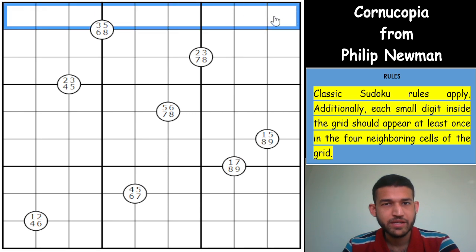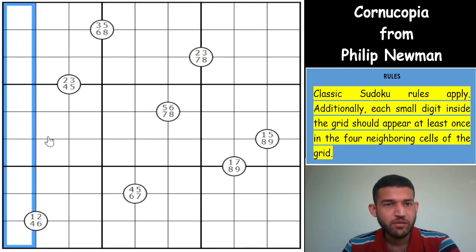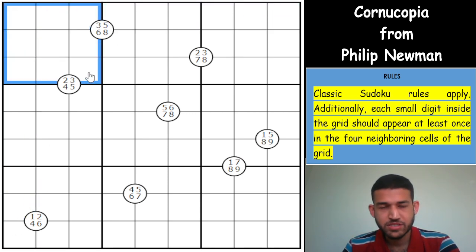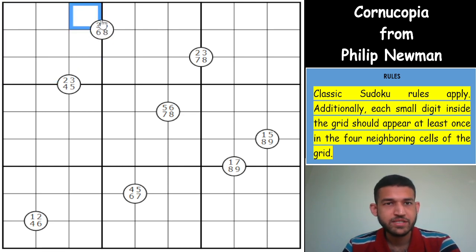Classic rules apply. Each row, each column and each 3x3 box will have digits 1 to 9 without any repetitions, and digits in corner circles must appear in one of the 4 surrounding cells. So you can see here that there are some numbers given inside a circle and they must be coming in these 4 cells.